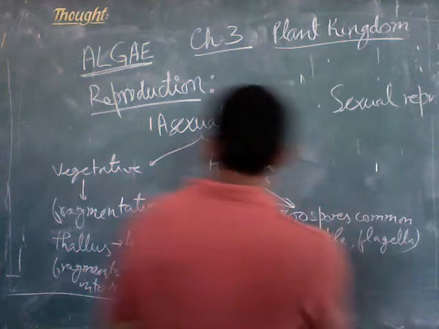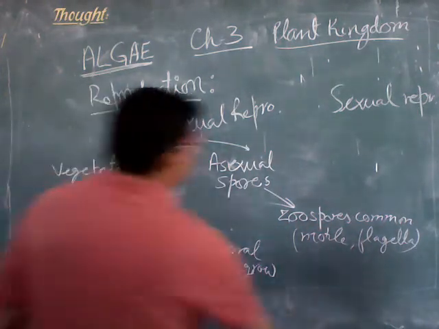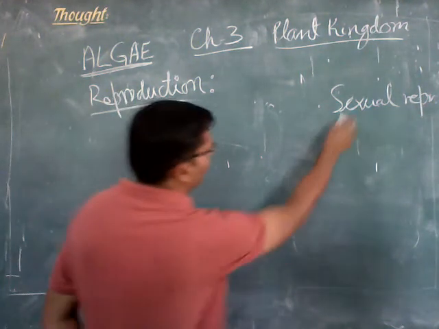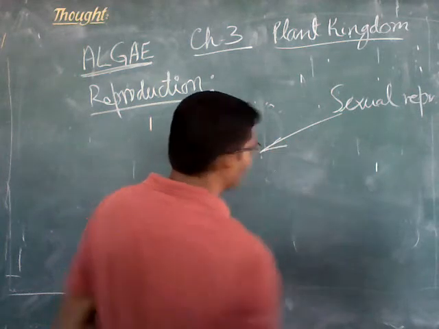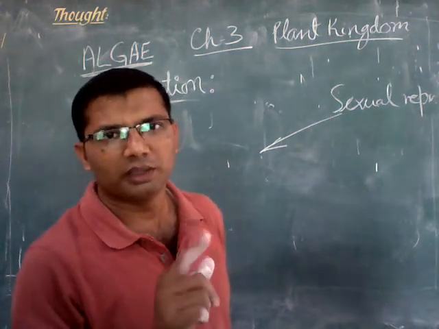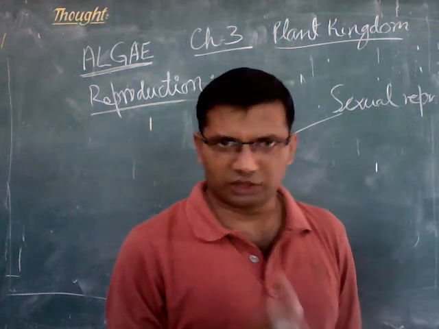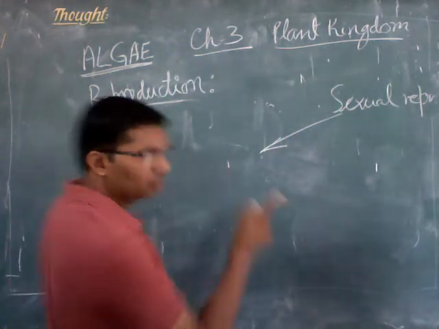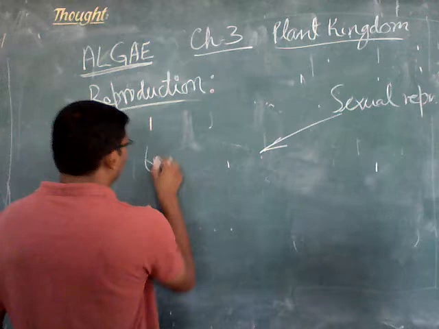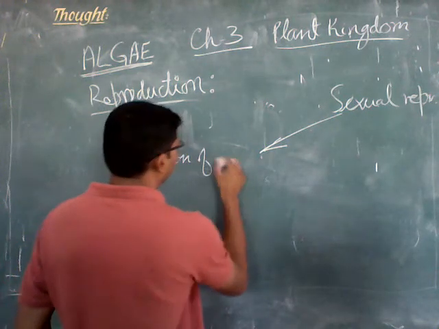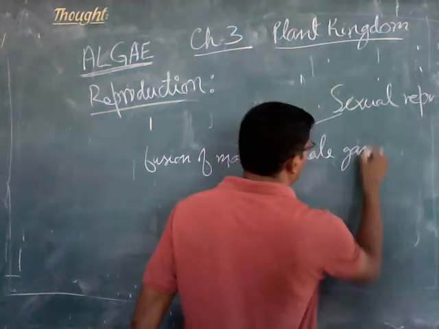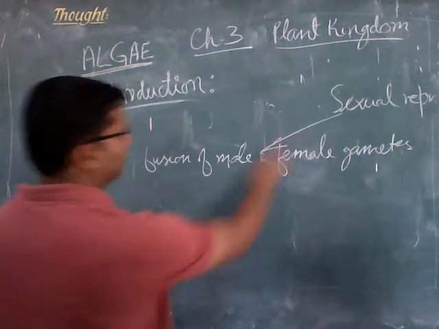Now, after the asexual mode of reproduction, let us see what the ways of sexual reproduction in the algae are. For sexual reproduction, various kinds of sexual spores will be formed. As you all know, in sexual reproduction, male and female gametes are essential. The male and female gametes need to be fused together so that they can result in fertilization. Okay? So, the fusion of male and female gametes is the requirement in sexual reproduction.